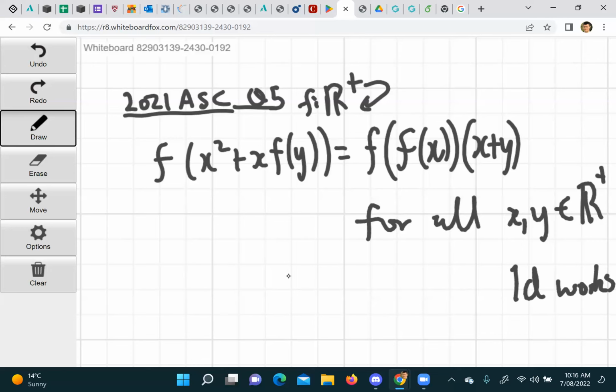We figured it out. 1 mark. 1 mark. Good job. I forgot how small identity was. And then we say it's non-constant, and that's another 1 mark. It's non-constant.